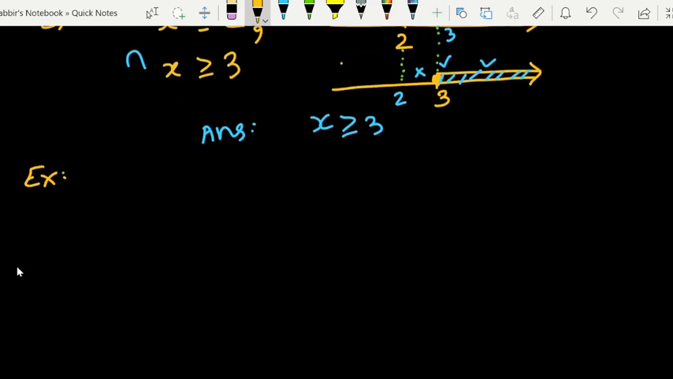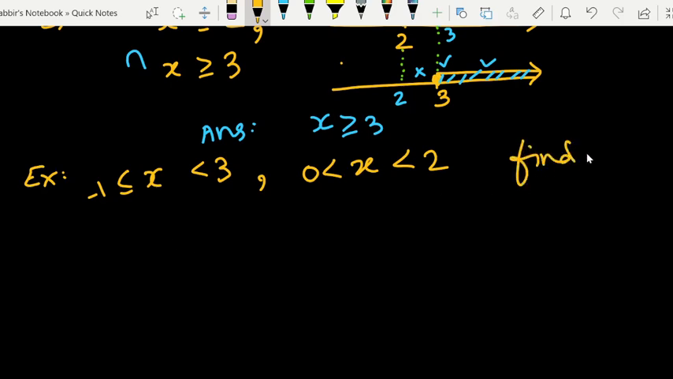Like if I take x between -1 to 3, comma, x between 0 to 2, find x. Since the comma is given, we have to find the intersection. So first we will plot the two inequalities.